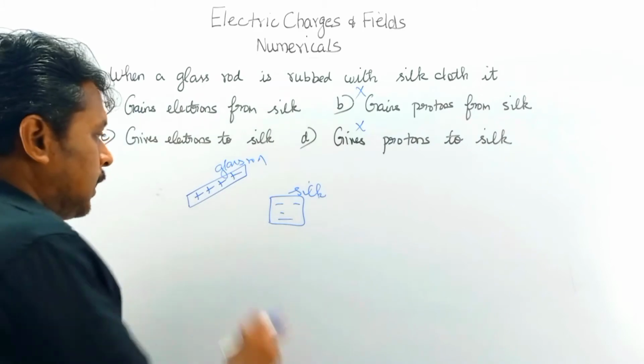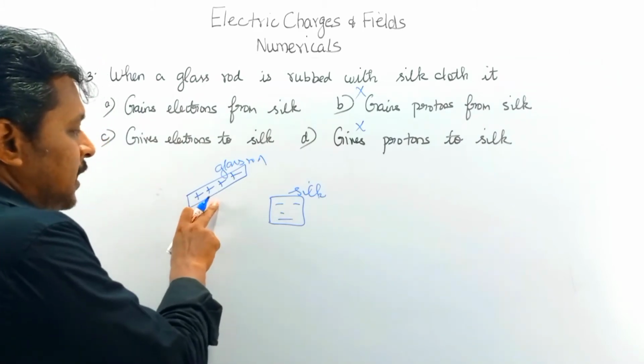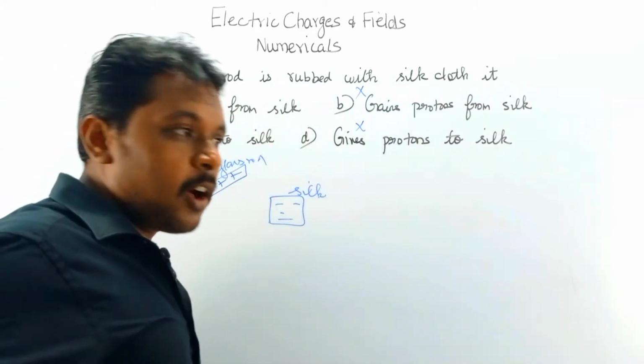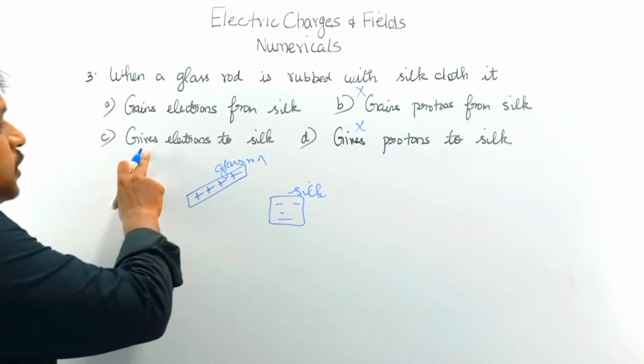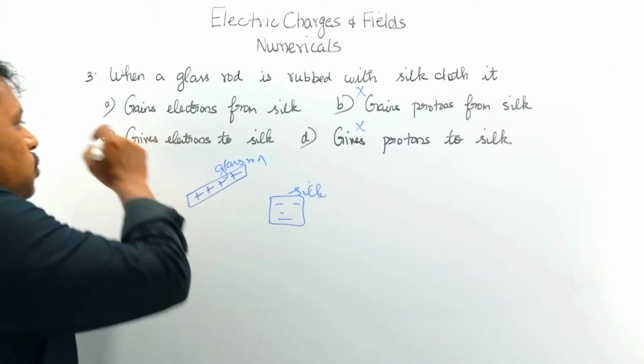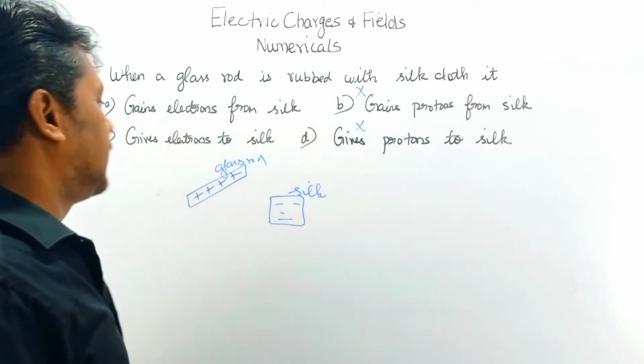Okay, so if this is positive charge, it means that it loses the electrons, or it gives the electrons to the silk. Okay, so from this we see that option C is right. It gives the electrons to the silk. This is the right answer.